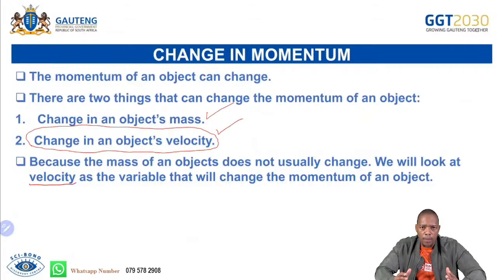Okay? So I'm saying that momentum can change, and what can change the momentum? It's either the mass or the velocity. However, because it's highly unlikely to change the mass of an object, it's going to be the velocity that is going to be changing our momentum going forward. All right.